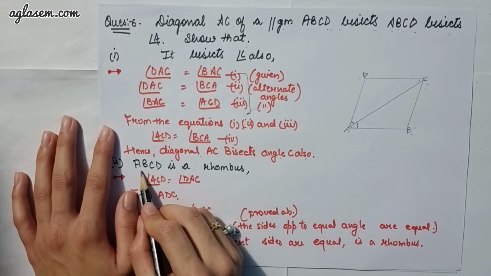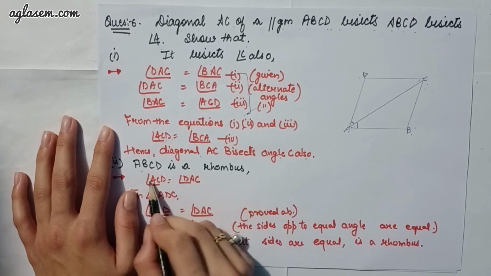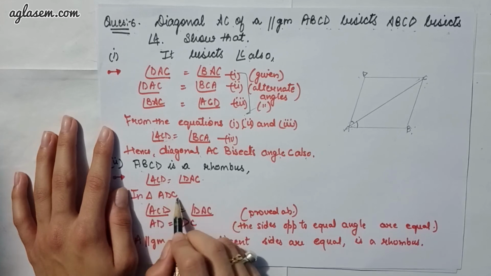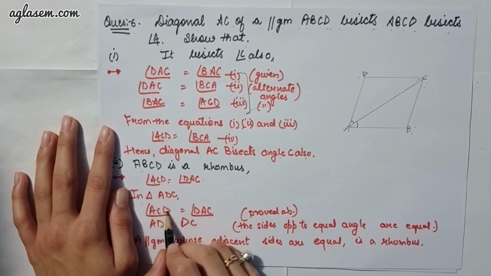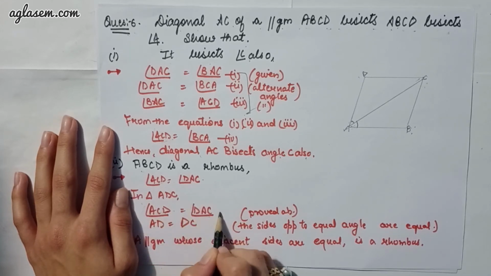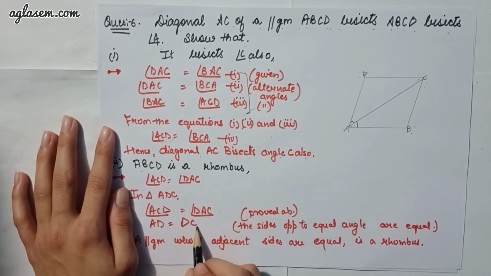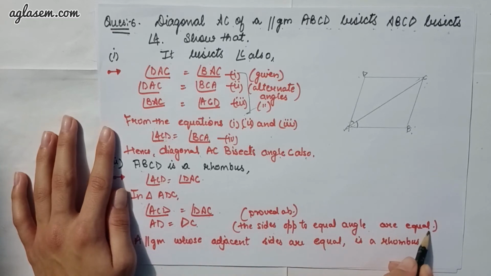Further, the second part says ABCD is a rhombus. So, angle ACD is equal to angle DAC. So, in triangle ADC, angle ACD is equal to angle DAC, we have proved above. Further, AD is equal to DC, that is, the sides opposite to equal angles are equal. So, a parallelogram whose adjacent sides are equal is a rhombus.